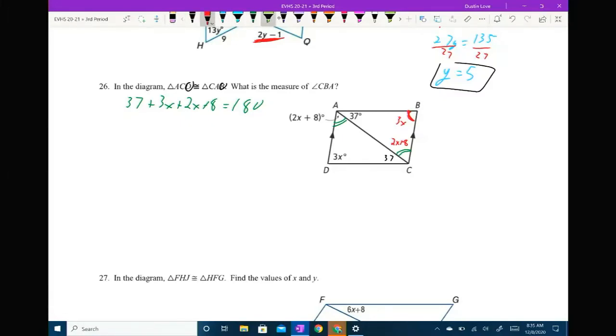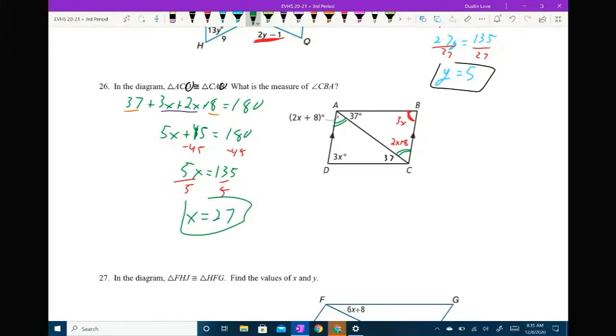Okay, combine like terms. We got our x's and we've got our constants. So 2x plus 3x is 5x. 37 plus 8 is 45 equals 180. Now we're going to subtract 45 on both sides. Gives me 5x is equal to 135. Divide by 5, and that gives me x equals 27.